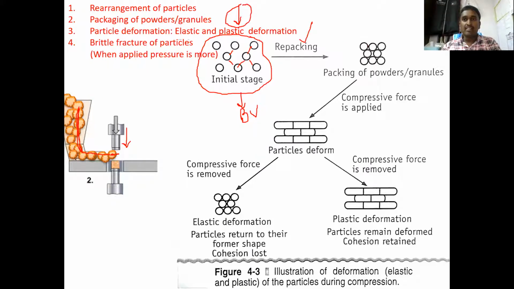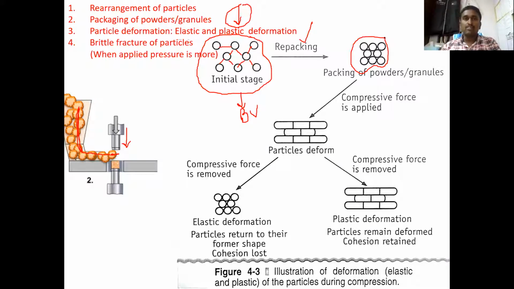So repacking means most of the spaces present between the powders are going to escape, and the powder will pack very tightly like this. The powder will be rearranged. Let us say, simple logic, as I said in the class also, when you fill some powders in a container and tap it or compress it, their volume is going to be reduced.